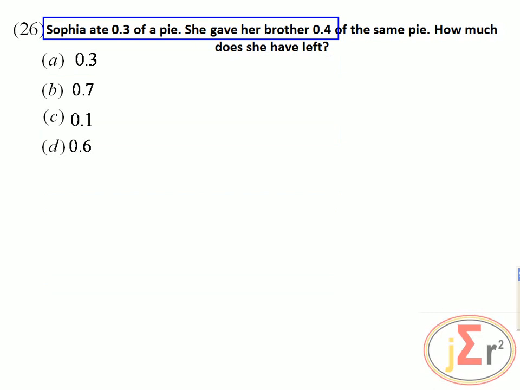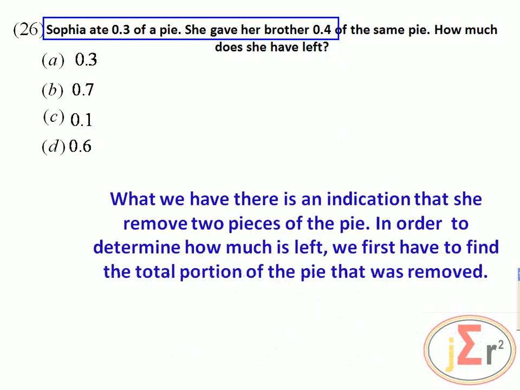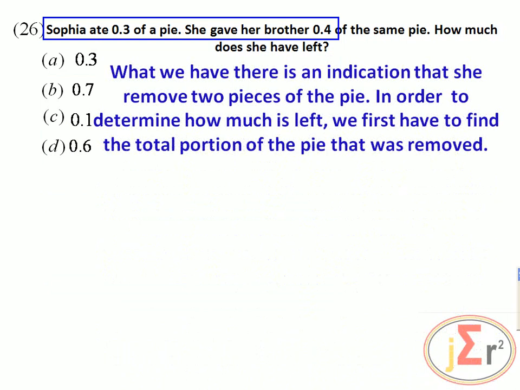We have there highlighted 0.3 of a pie and 0.4 of the same pie. What we have there is an indication that she removed. How many pieces of the pie did she remove? 2. Right. She ate 0.3 and she gave her brother 0.4. So she removed 2 pieces of the pie.